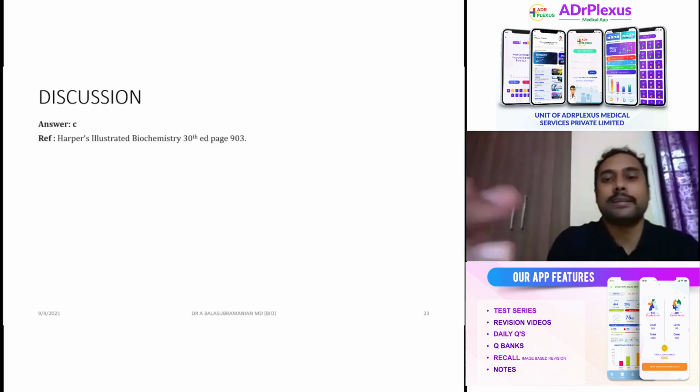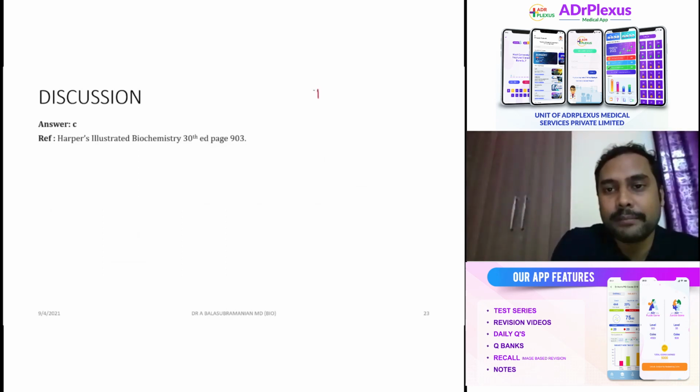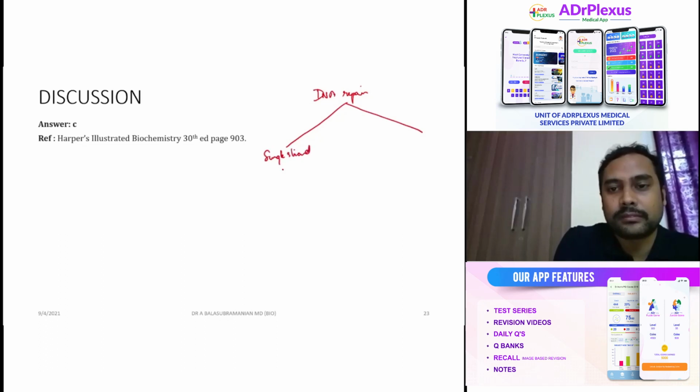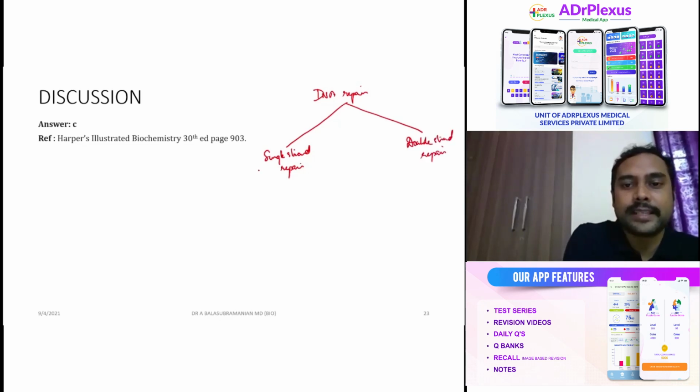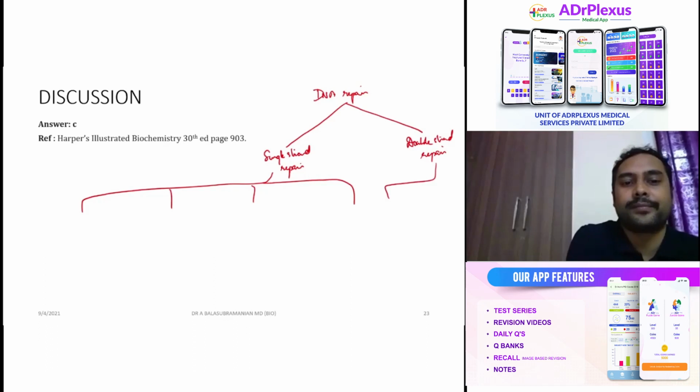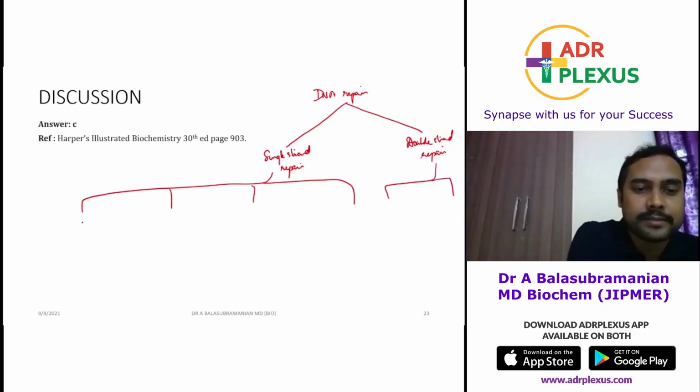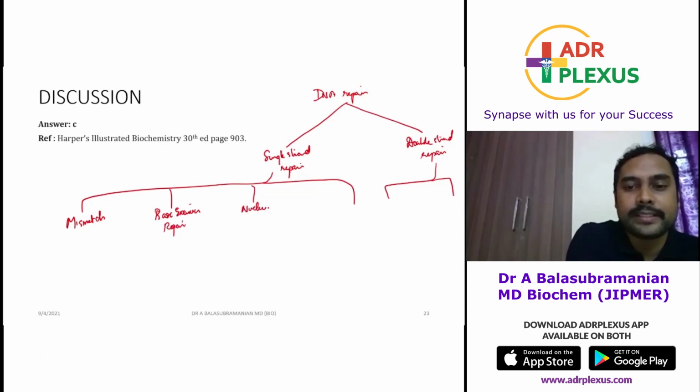Okay, so it's about DNA repair mechanisms. In DNA repair mechanisms, a very simple classification: single strand repair and double strand repair. Usually I teach like this: single strand repair and double strand repair. In single strand repair, 4 categories are there. In double strand repair, 2 categories. Single strand repair, category number 1, mismatch repair. Category number 2, base excision repair. Category number 3, nucleotide excision repair.